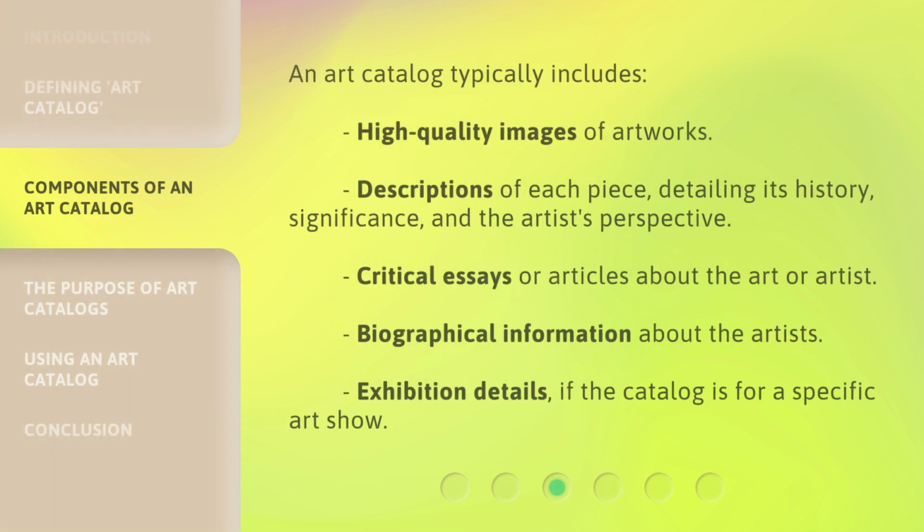An art catalog typically includes high-quality images of artworks, descriptions of each piece, detailing its history, significance, and the artist's perspective, critical essays or articles about the art or artist, biographical information about the artists, exhibition details, if the catalog is for a specific art show.